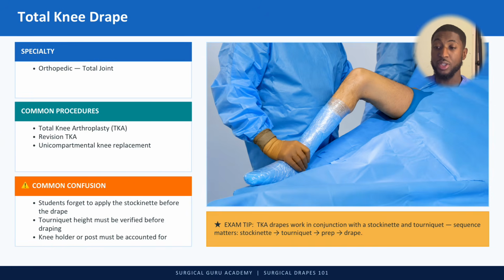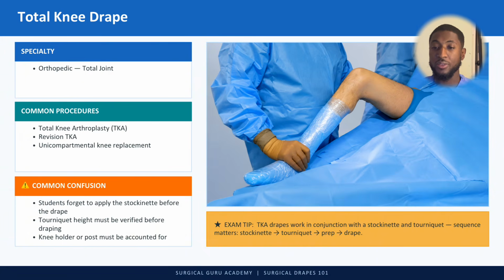Whoever your preceptor is should be letting you know the cadence, or the sequence or steps, that you're going to take in order to drape per the doctor's preferences. So by the time you are actually sitting there and draping with the doctor, you're not going to have to worry about that, because they'll tell you like stockinette, Coban, extremity drape, especially knowing that you're a student.